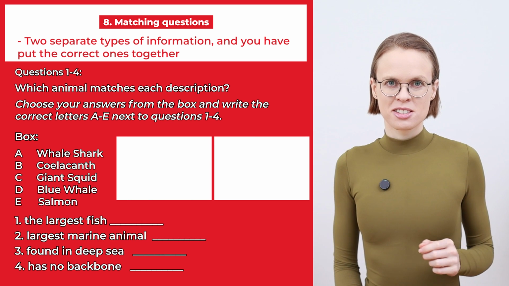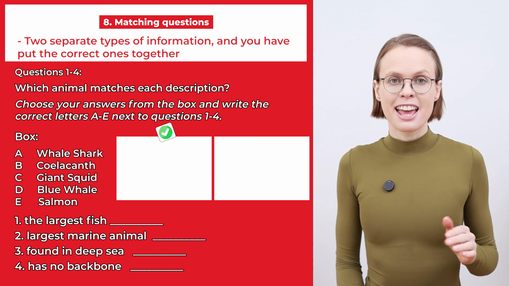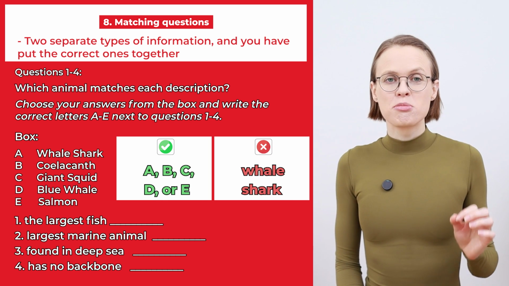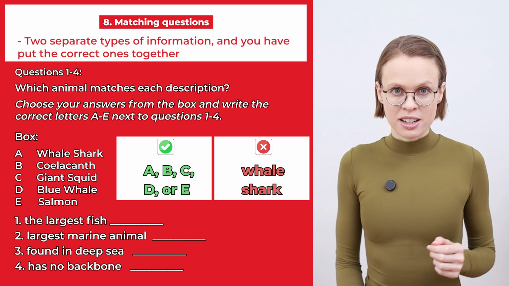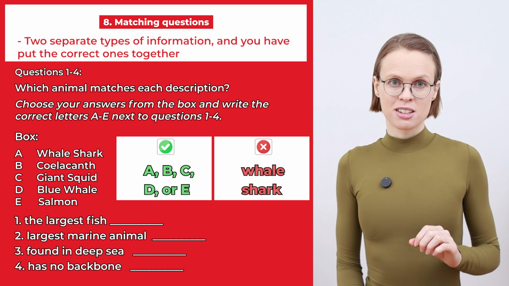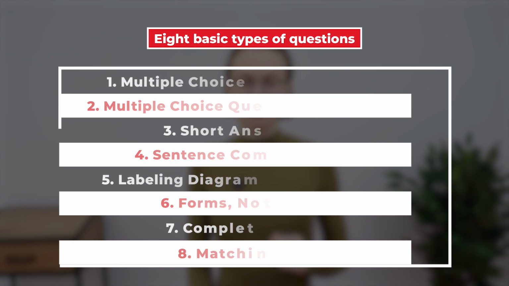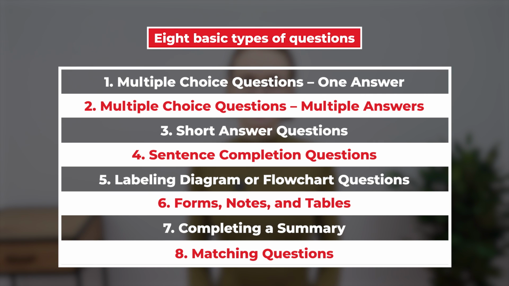Note that the answers to these questions are the letters A, B, C, D, or E. Do not write the word like whale shark or you will get the question wrong. If you're curious, here are the correct answers. That's it! These are the question types you will find in IELTS Listening and strategies for solving them.